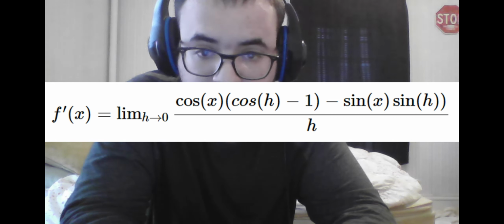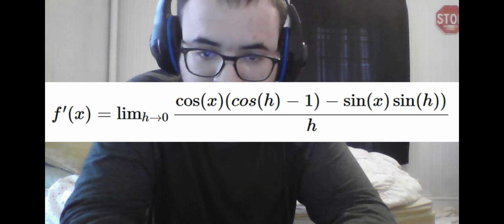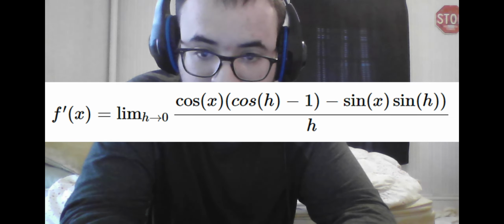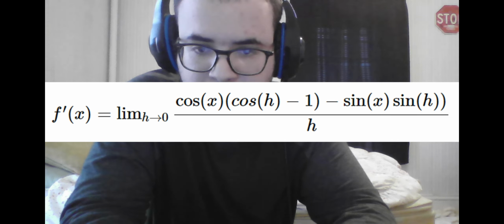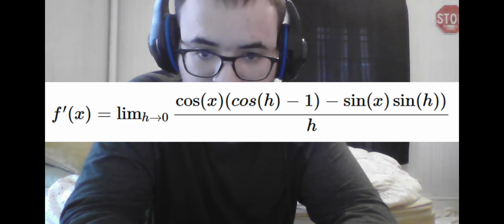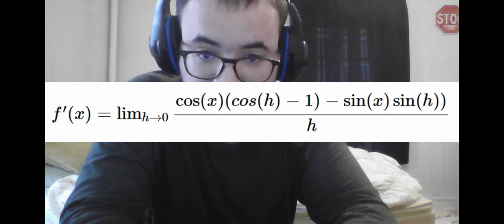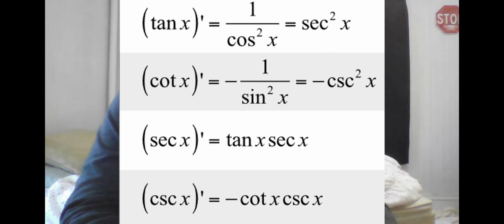Since we know from trigonometry the tangent, cotangent, secant, and cosecant are all defined as ratios of sine or cosine, we'd simply use these definitions and the quotient rule in order to compute the derivatives. Once we do the work, we get the derivative of tangent is secant squared, the derivative of cotangent is negative cosecant squared, the derivative of secant is tangent times secant, and lastly, the derivative of cosecant is negative cotangent times cosecant.